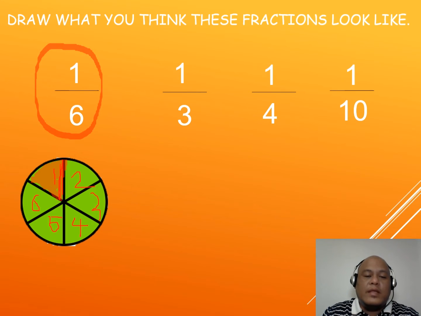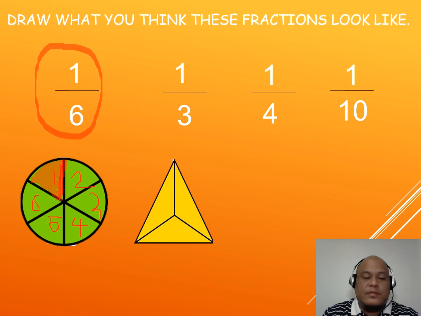Now 1/3. How can you draw 1/3? I draw a triangular prism and I divide it into 3 equal parts. 1, 2, 3. And I shade one part of the triangular prism. So now we can say it is 1/3.